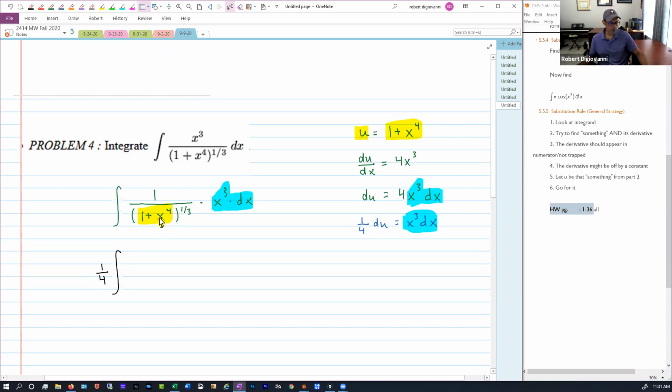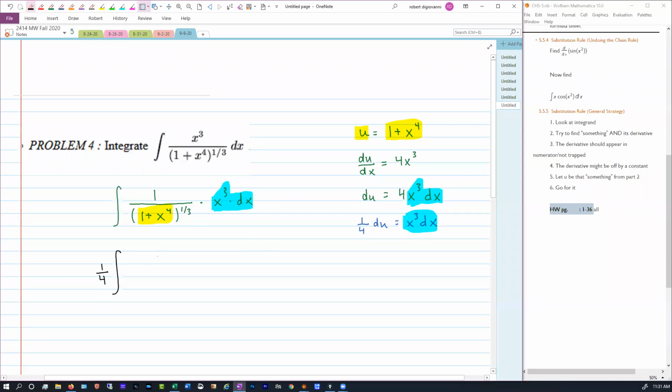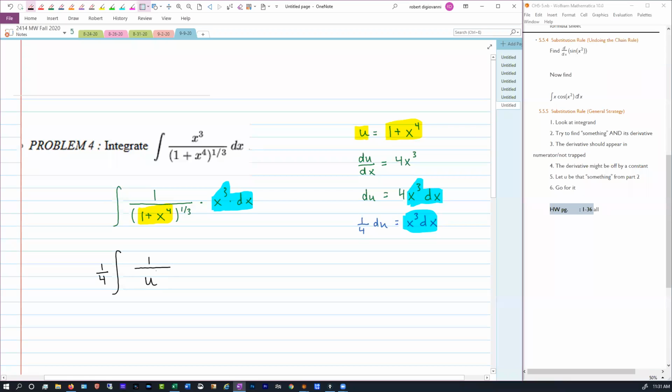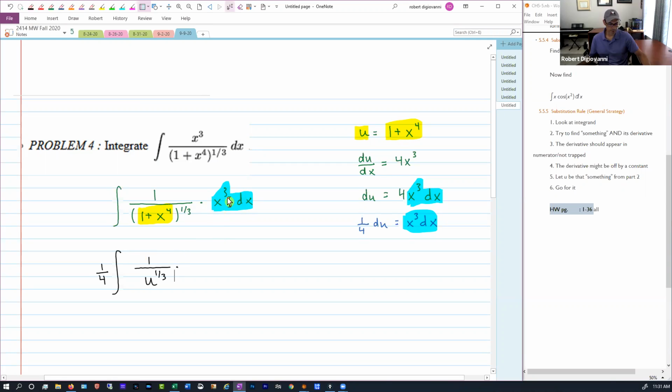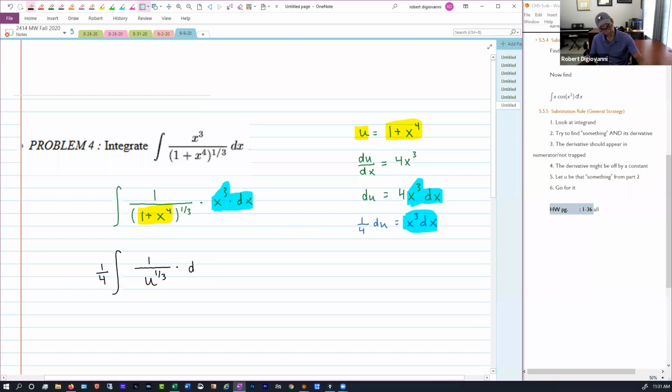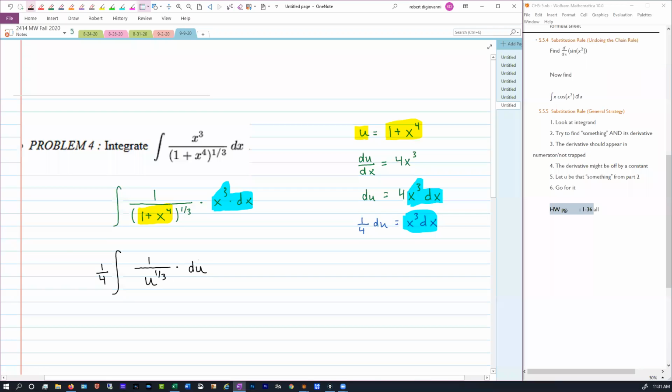We have 1 over, but then this 1 plus x to the 4th, you said that was going to be u, right? Yes. That's what u is. So let's just replace it. Just 1 over u to the 1/3, okay, times. Now, what about all this blue stuff here? What is that being replaced with? That's du. Du in the 1/4, which you already put, right? Okay.